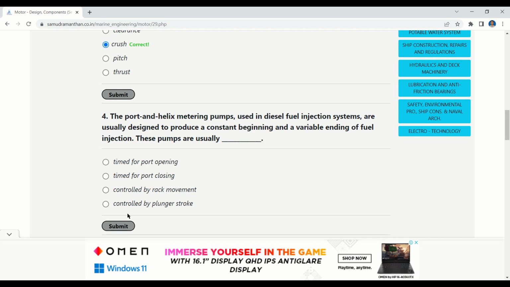Our next question is: the port-and-helix metering pumps used in diesel fuel injection systems are usually designed to produce a constant beginning and a variable ending of fuel injection. These pumps are usually? The options given are timed for port opening, timed for port closing, controlled by rack movement, controlled by plunger stroke. The correct option should be timed for port closing.